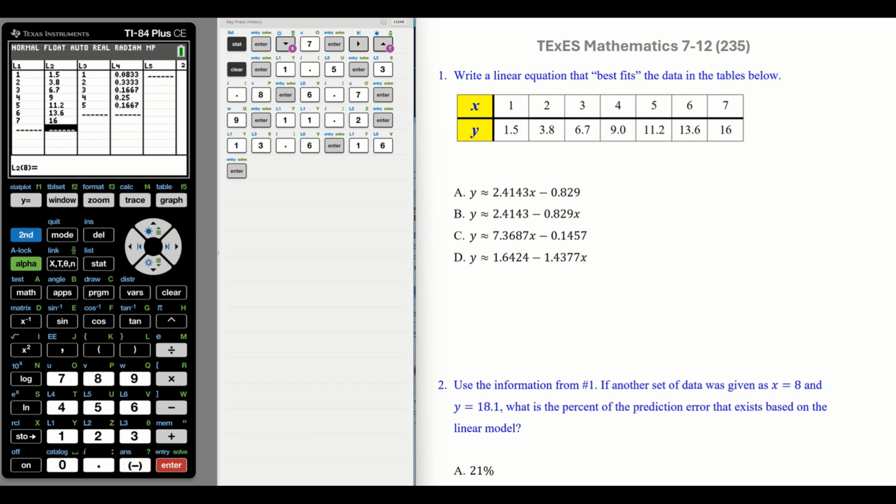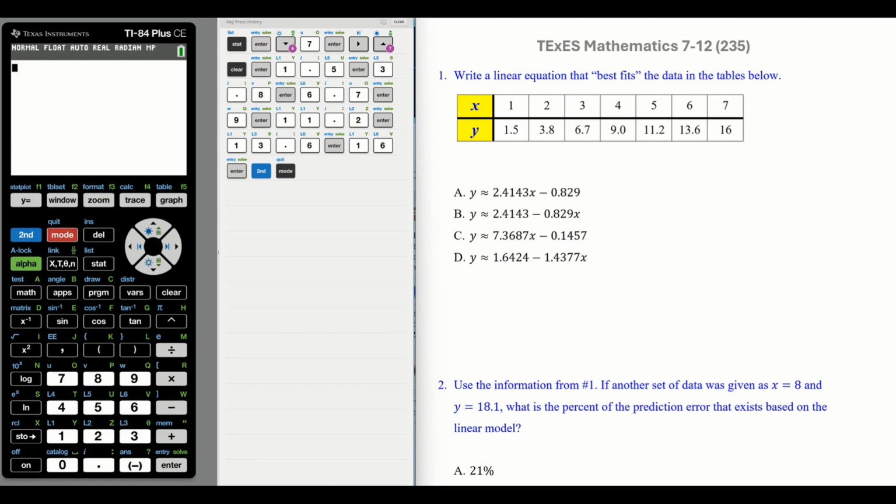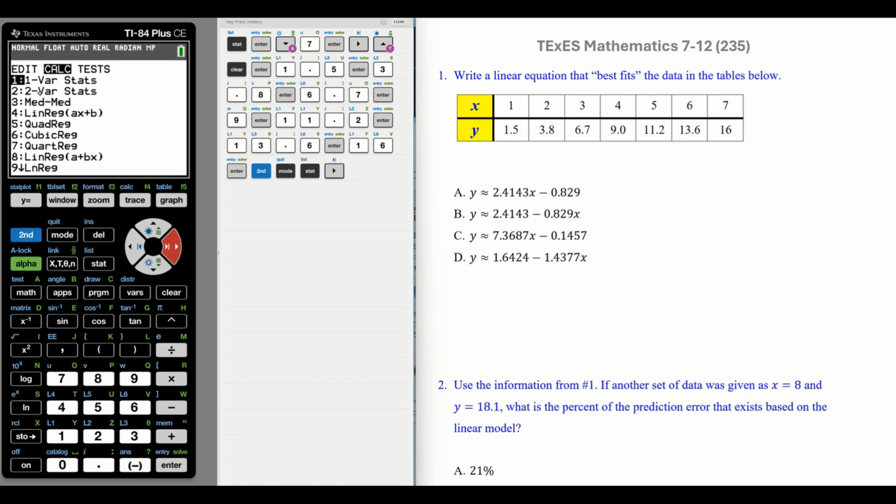This is one of the cases where you have to back out. Okay, now we push stat. And we're going to go over to calc, which means I want to take my L1, L2 and do some calculations. For this one, we want an equation. So remember, we go down to number 4, which is a linear regression. And we've already populated it with L1, L2.